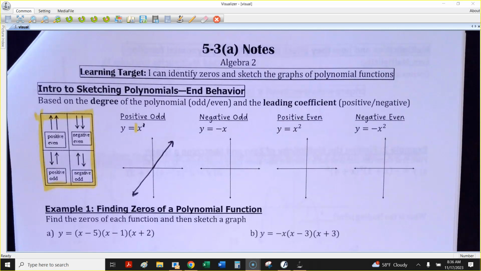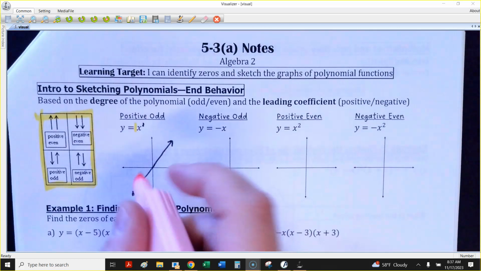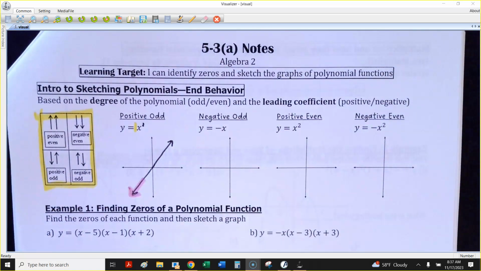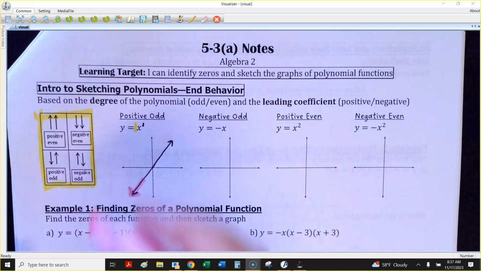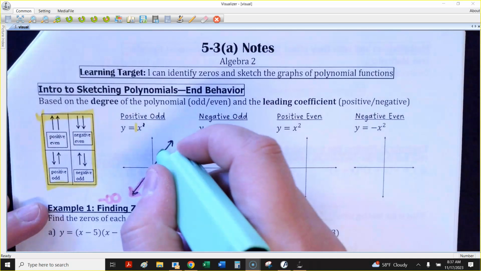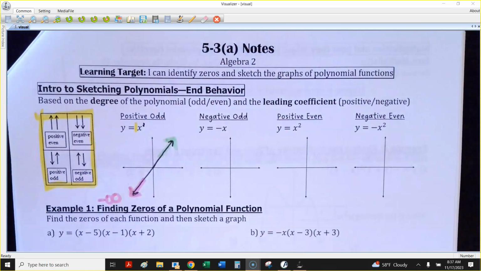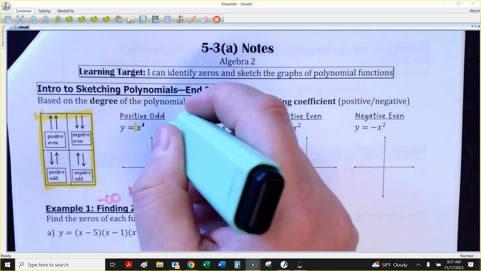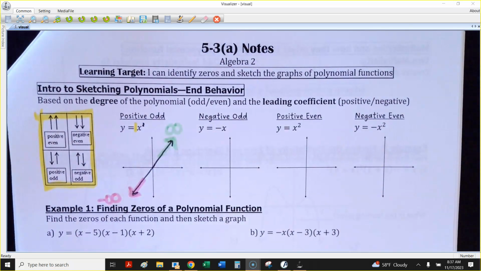So any odd graph that has a positive leading coefficient, on the left side, I'm backwards from you guys, on the far left, it goes down. So that side of the graph, the end behavior goes towards negative infinity. And then on the right side of the graph, the end of the graph points up forever, and so that goes to positive infinity. All right, so opposite directions whenever you have an odd degree. One goes down and one goes up.